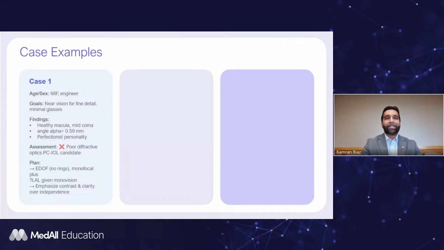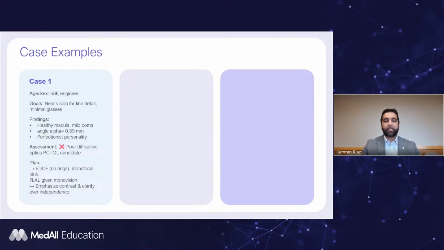Again, engineers and type A personalities may not like that, but this is where something like an LAL would allow them to trial that out. And if this patient doesn't like it, we can give them distance vision. But the bottom line is that we would want to emphasize contrast and clarity over independence, because if you're trying to be completely independent from glasses, you may have to sacrifice a little bit of contrast and detail.